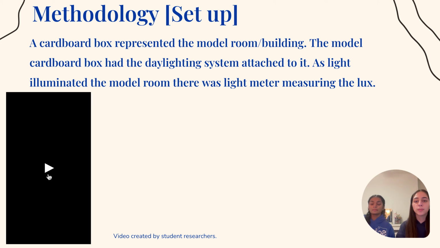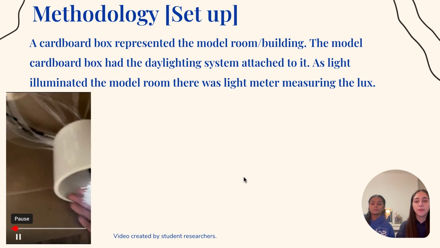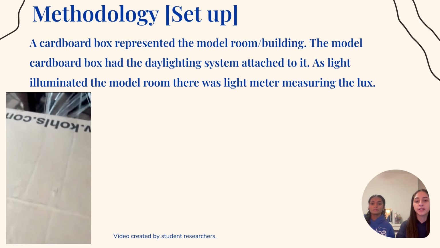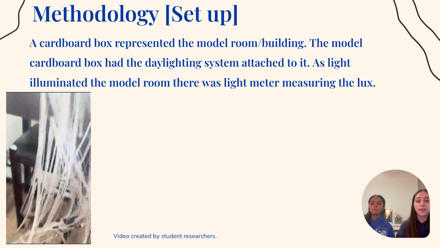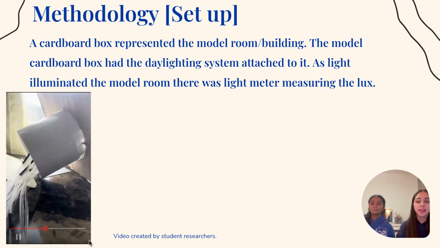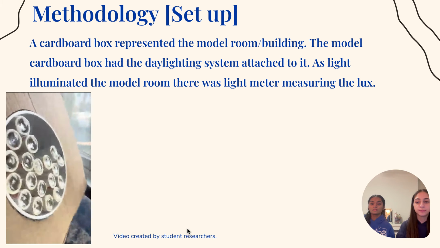A cardboard box represented the model room or building, and the model cardboard box had the daylighting system attached to it, and as light illuminated the model room, a light meter measured the amount of lux being harnessed, and this can be seen in this video.